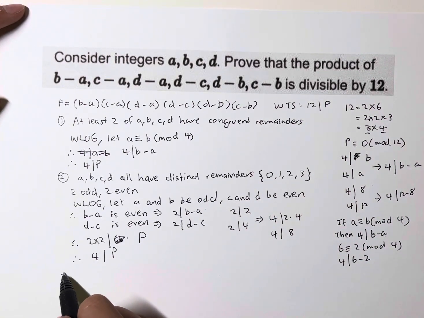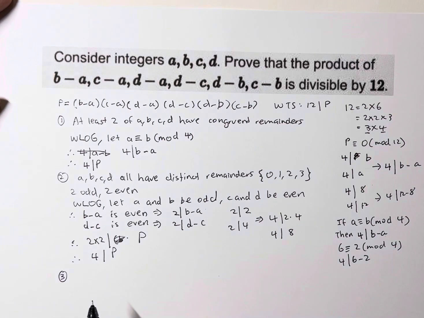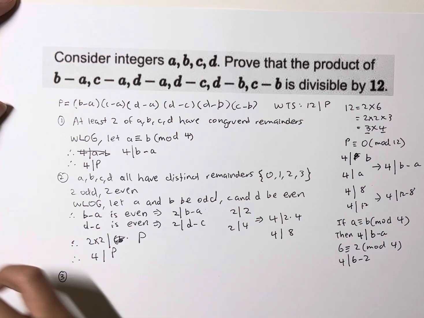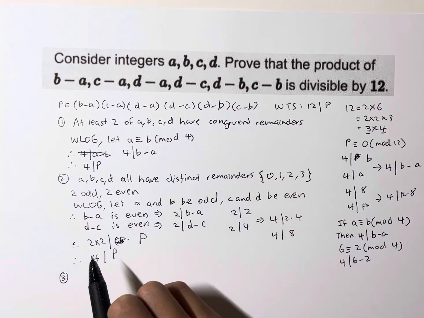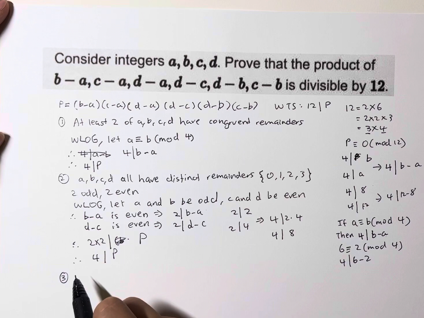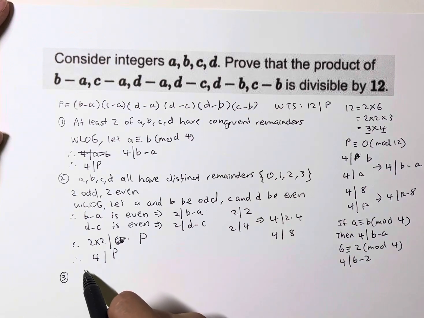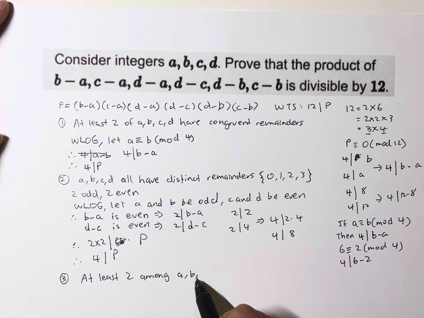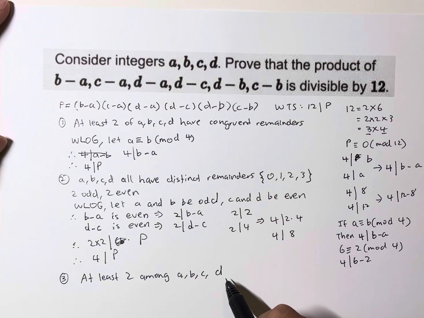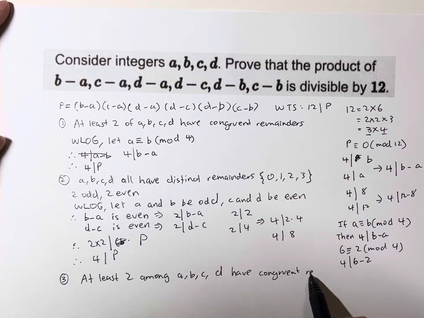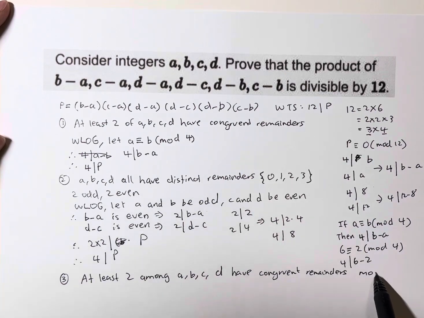Next, the last case, or kind of prove that it's going to be divisible by 3. But then, usually, an integer divided by 3 will always have the remainders of 0, 1, or 2. But since there's 4 of these integers, this means that at least 2 of them will have the same remainder. Because there's 4 integers and there's only 3 remainders to choose from. So there's going to be repetitions. So this will mean that at least 2 among A, B, C, and D have congruent remainders. Mod 3.